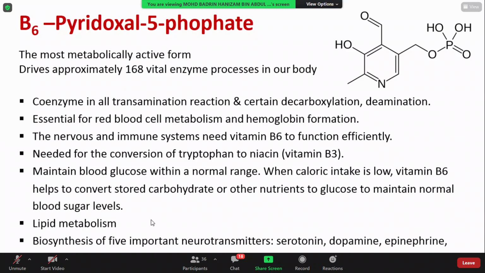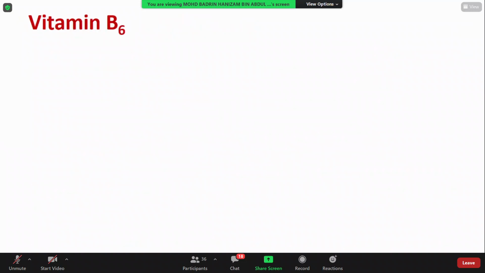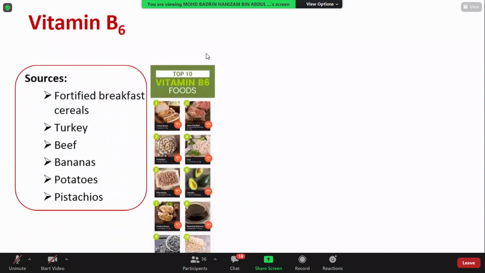Biosynthesis of five important neurotransmitters: serotonin, dopamine, epinephrine, norepinephrine, and gamma aminobutyric acid. To synthesize these five neurotransmitters, the body requires pyridoxal 5-phosphate. So in general, this PLP is highly important for energy metabolism as well as for neurotransmitter biosynthesis.